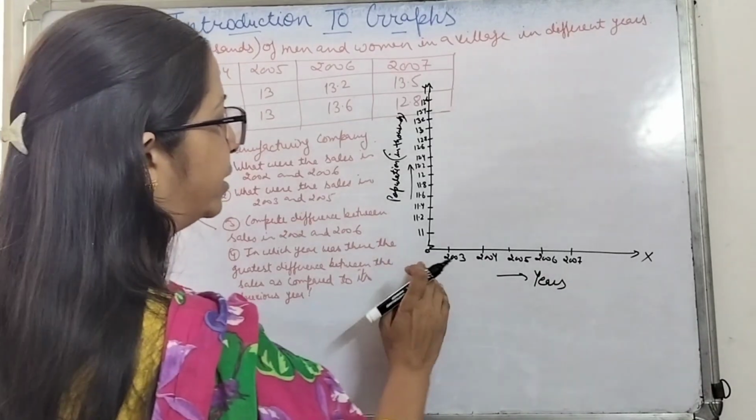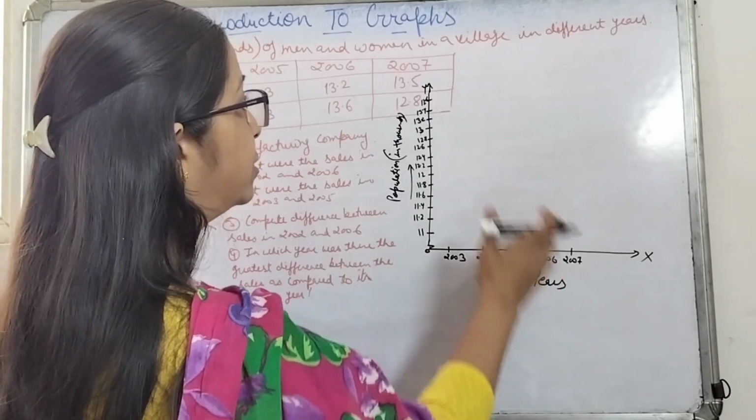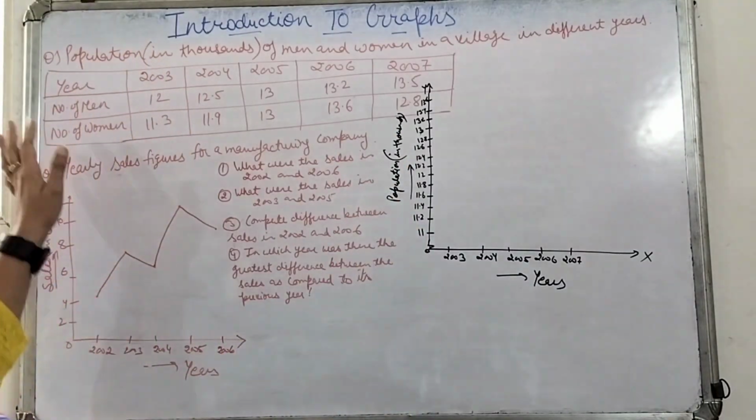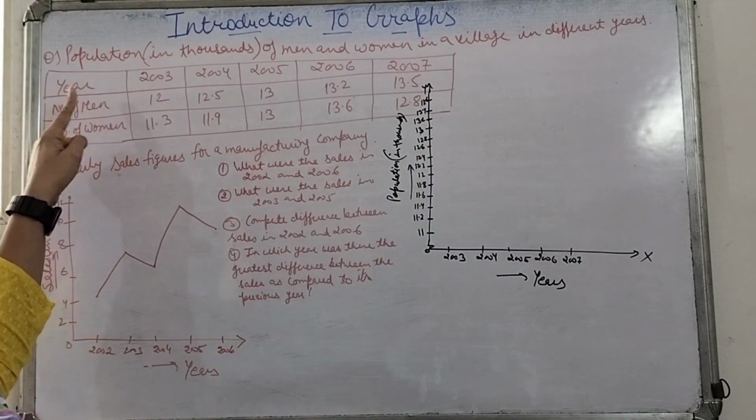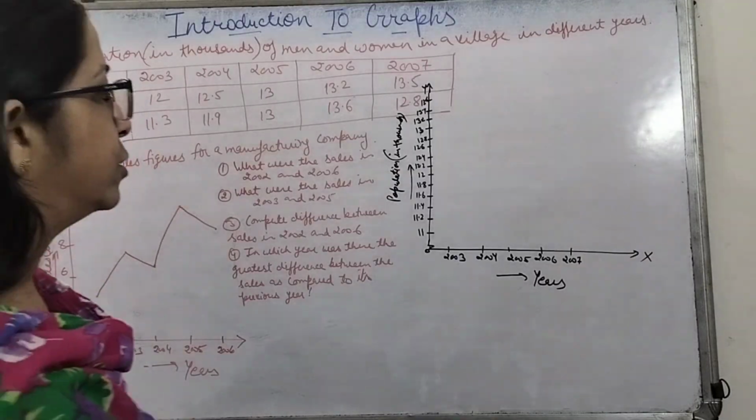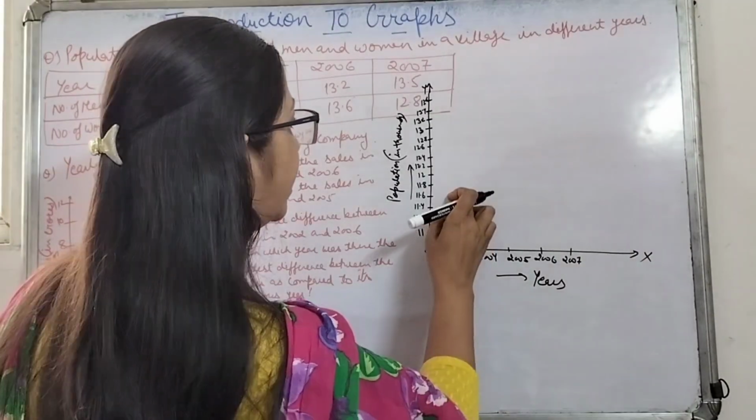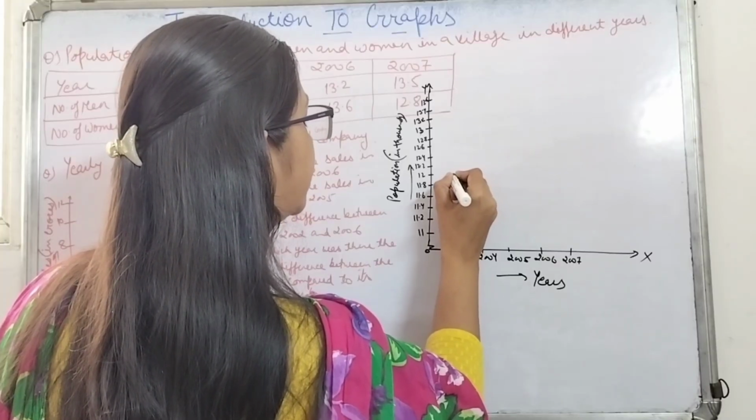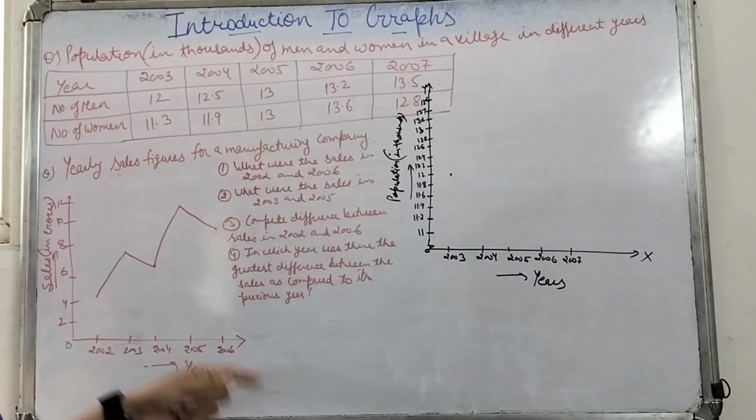So what we have done is on the x-axis we have taken the years. On the y-axis we have taken population in thousand. So first of all, we will be making for number of men. Number of men in the year 2003 was your 12,000. So 2003 will be moving up and 12,000 is here. So this will be the point. For the 2003, number of men is your 12,000.